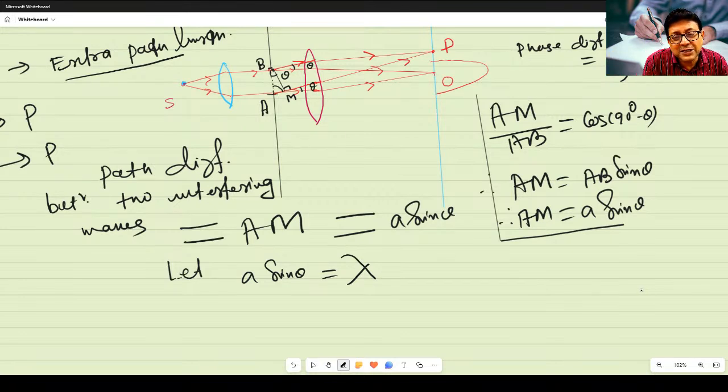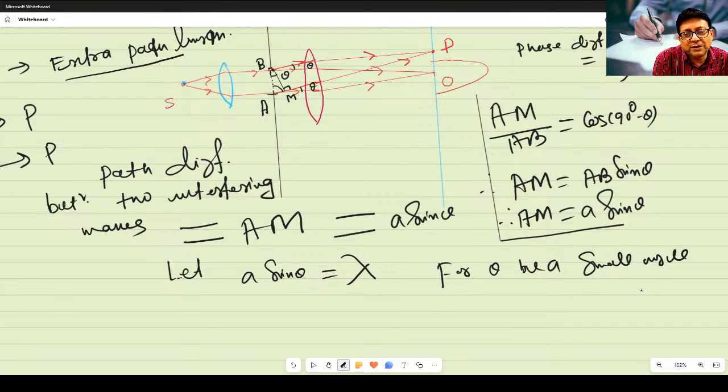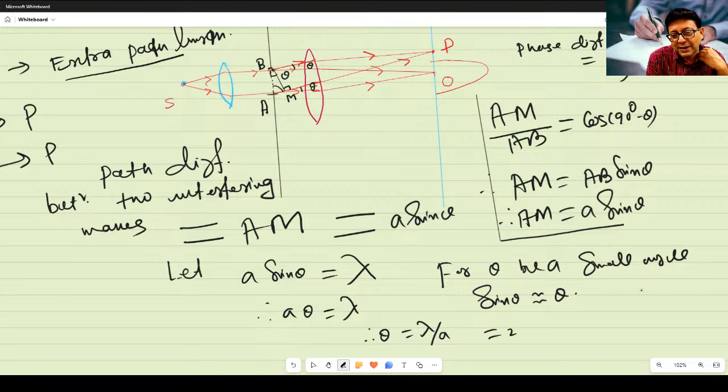Now this theta angle is very small. For theta a small angle, what do you observe? Sin theta is approximately equal to theta. Therefore, a theta equals lambda. So theta equals what? Lambda by a. This is nothing but 2 into lambda by 2a.